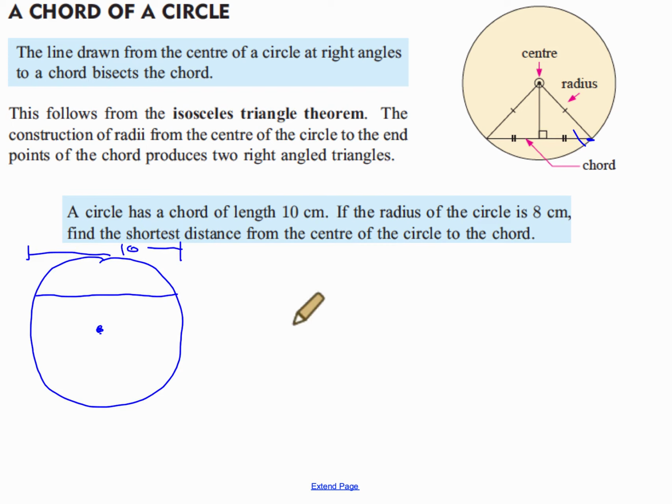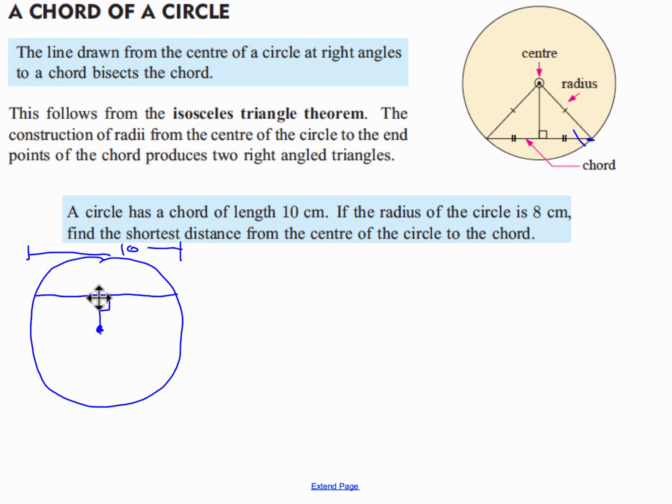Okay. So if the radius of the circle is 8 centimeters, find the shortest distance from the center of the circle to the chord. Well, the shortest distance from the center of the circle to the chord is going to be a perpendicular. The path is perpendicular to the chord. Surely you can see that is shorter than this, or this, or this. So that is the closest distance. We always say straight, and what we really mean is perpendicular to this line.